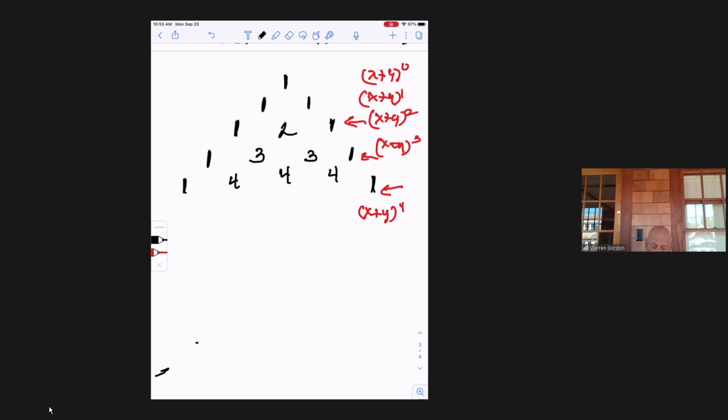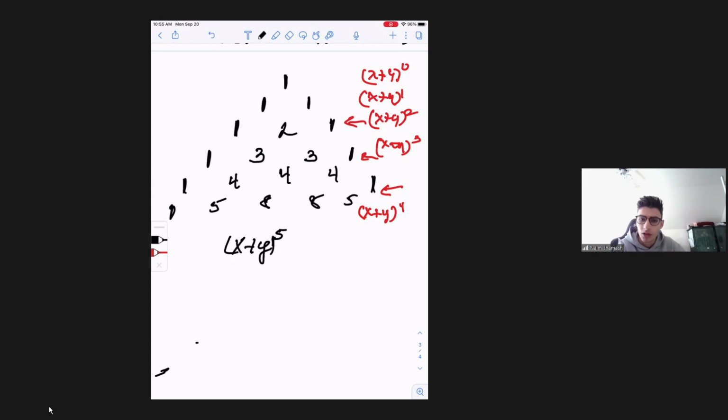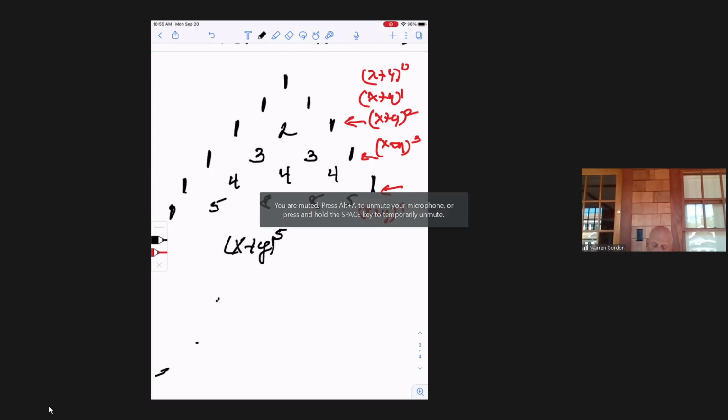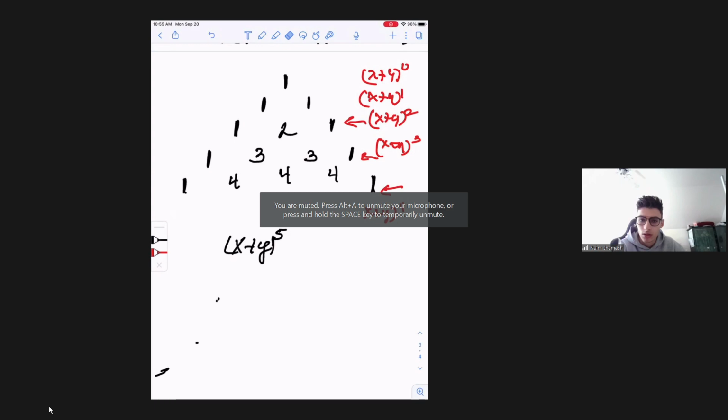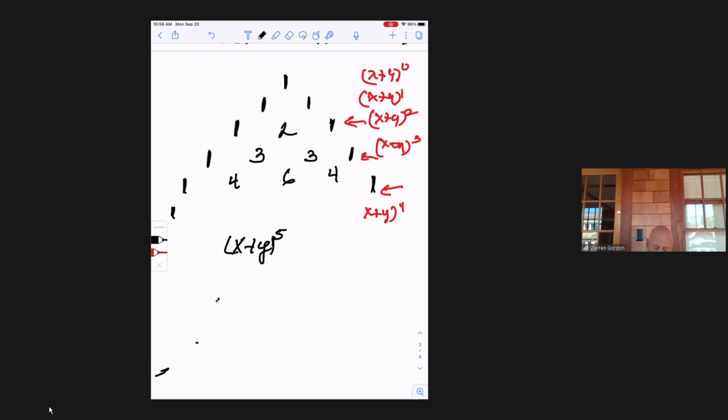So, for example, if I wanted to compute x plus y to the 5th power, I can get the coefficients pretty easily. 4 plus 1 is 5, 4 plus 4 is 8. Wait, Professor, wouldn't the middle one over here by the 4s be 6? Oh, I added wrong, didn't I? Yeah, let's see. Yeah. It's supposed to be 1, 5, 10, 10, 5, 1.